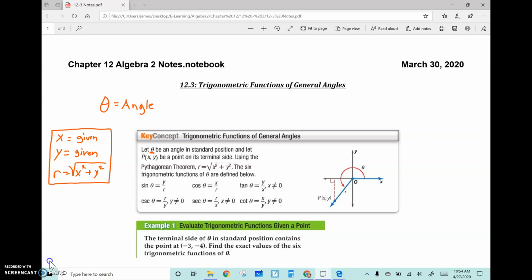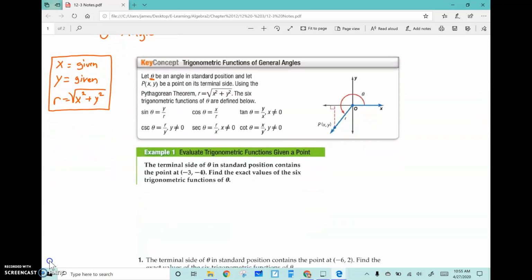All right, chapter 12, section 3. We're going to be using more of our functions and applying them with our coordinate plane. X and Y typically are going to be given. The only other thing we need to find before we can put together our chart is going to be R. And the way we find R is by squaring X and squaring Y, adding those together, and then taking their square root. All right, so let's give this a shot with example 1.